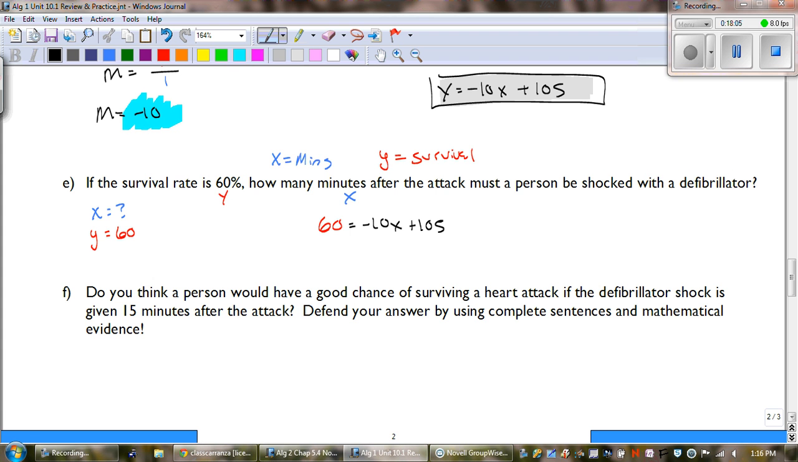And the next one would say, do you think a person would have a good chance of surviving a heart attack if the defibrillator shock is given after 15 minutes? Okay, so that's our x. So right here, they're telling us that x is 15. Find out what y is. All right, and then you need to defend your answer by using a complete sentence and mathematical evidence. Okay, so go ahead and pause the video and do those 2 all on your own.